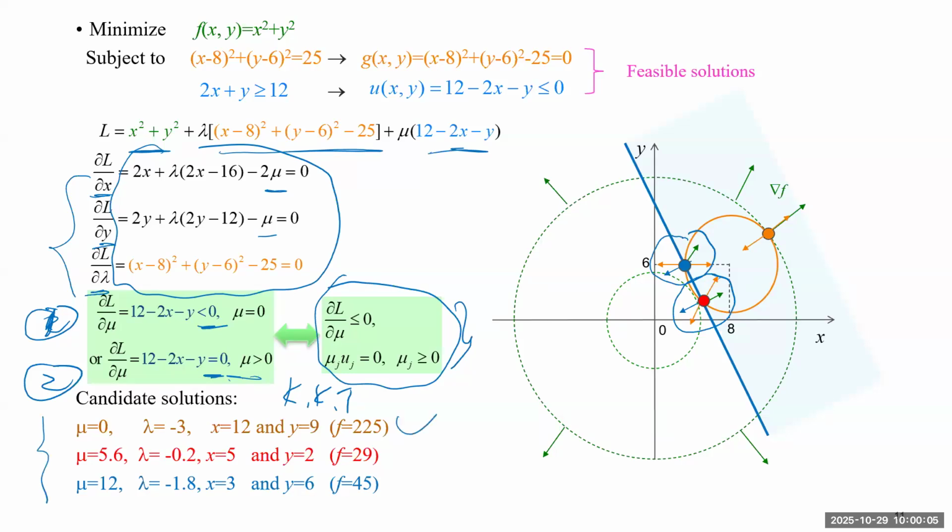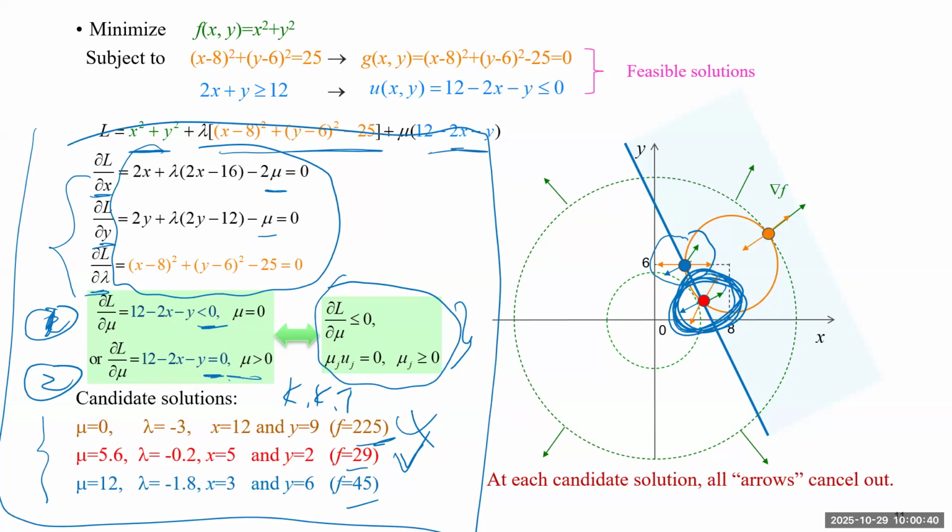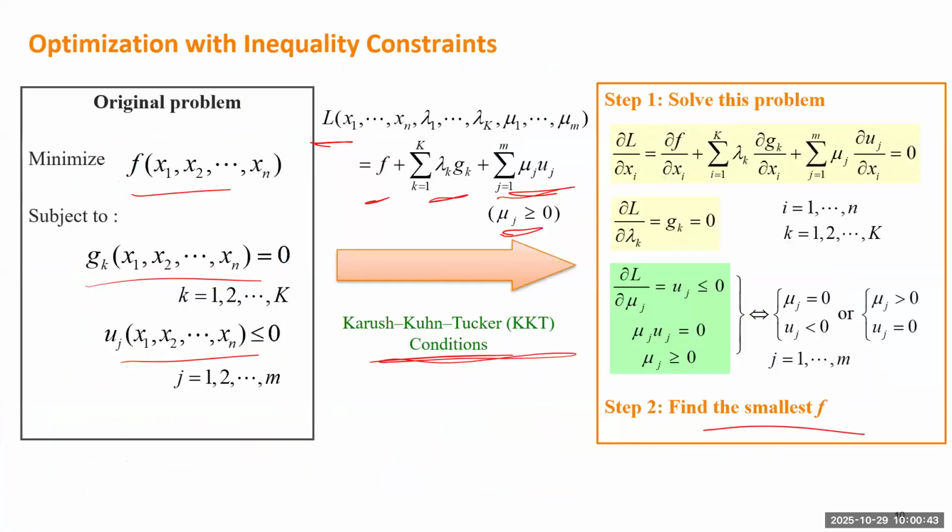The orange one is the stationary point of the original cost function inside of the shadow area, but that cost is too much. This is not the final solution. For the red one and the blue one, the red one will have the minimal cost. So finally, this red one will be the final solution of the problem. They stay on the boundary of the inequality constraints. So we still have this conclusion that at each candidate solution, all arrows will cancel out. But you don't have to use this geometric method. You only need to follow the procedure we talked about in class to solve the problem.